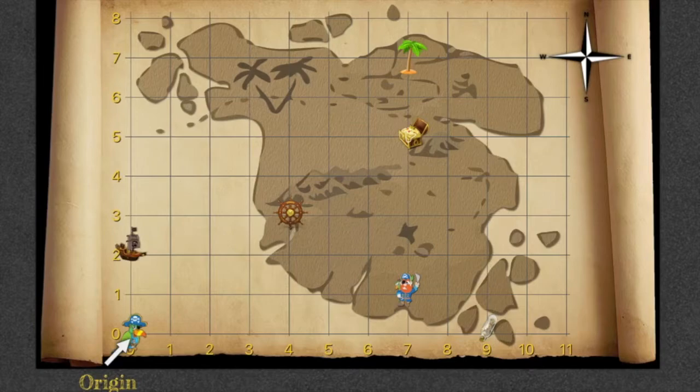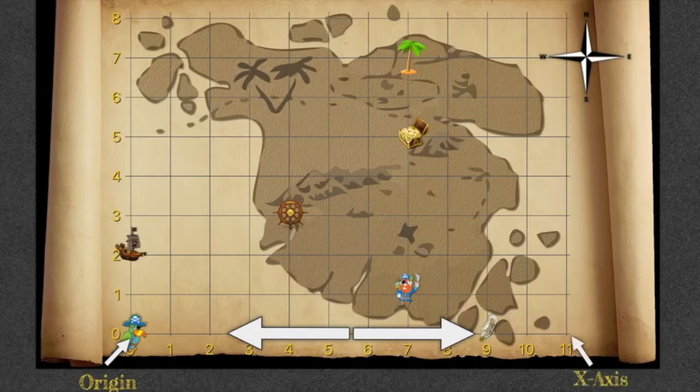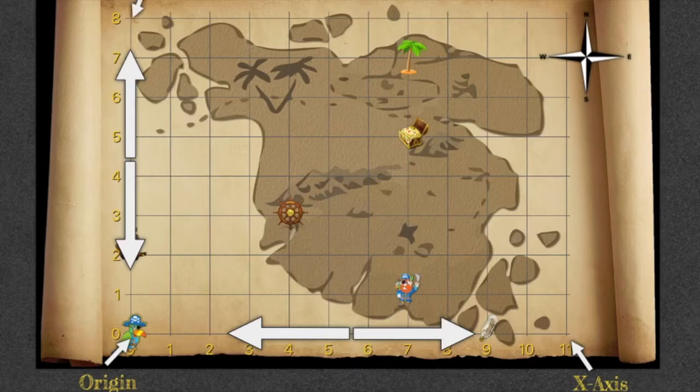Now, when Parrot needs to move horizontally across the bottom line, or east to west, he's going to be moving along the x-axis. And when he's traveling north to south or along the vertical line, he's traveling along the y-axis. Now let's get started.